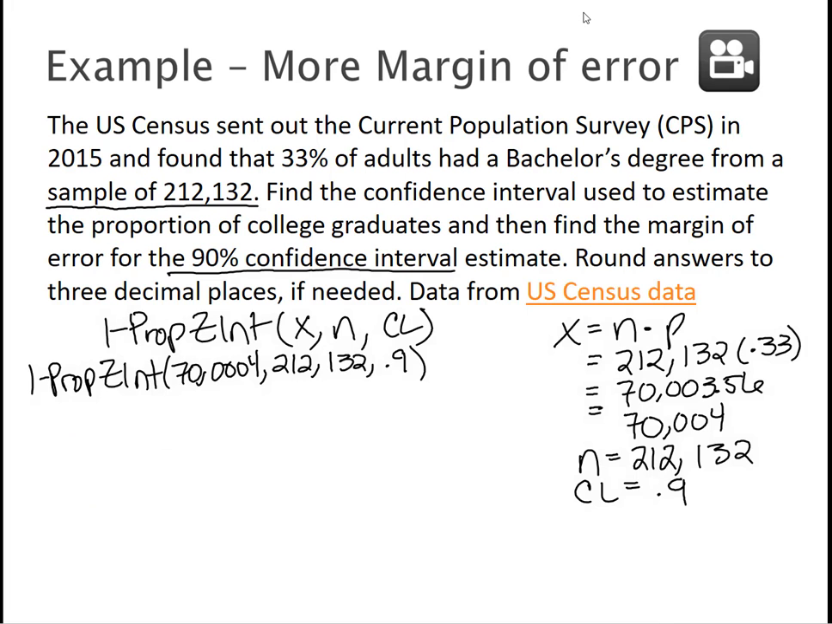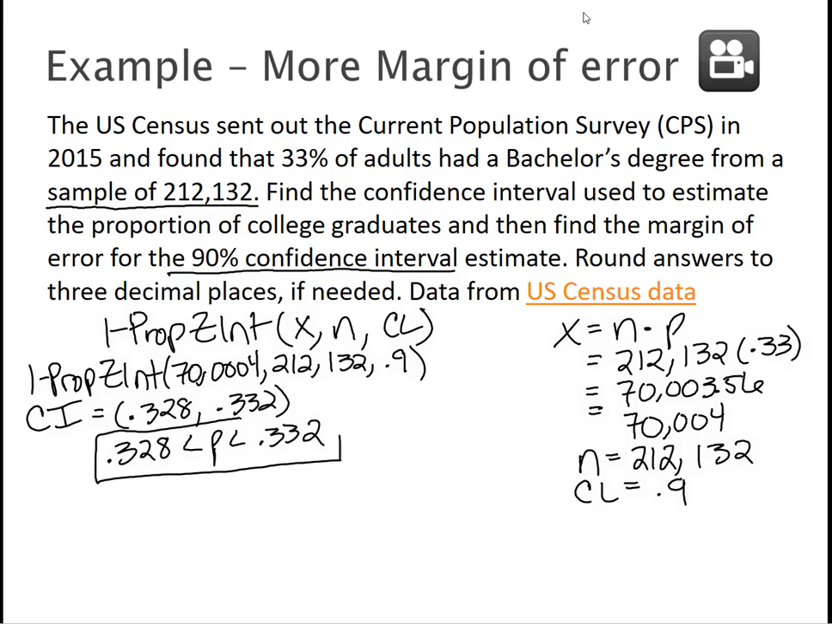So let's record our answer here. My confidence interval, I'm going to label that CI. I get 0.328, comma, 0.332. Again, on the homework, it'll look like this: 0.328 less than P less than 0.332. All right, so that's my first answer.